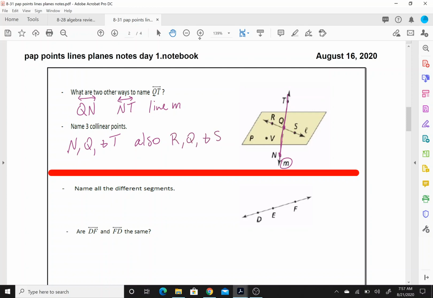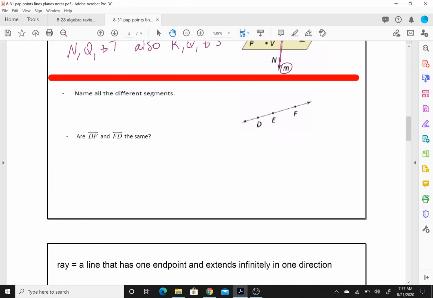So as long as they're on the same line, they are collinear. Okay, it says now name all the different segments in this picture. So remember, a segment is just a piece of a line. Okay, now when you're naming these segments, sometimes they can overlap. But let's look at the obvious ones first.